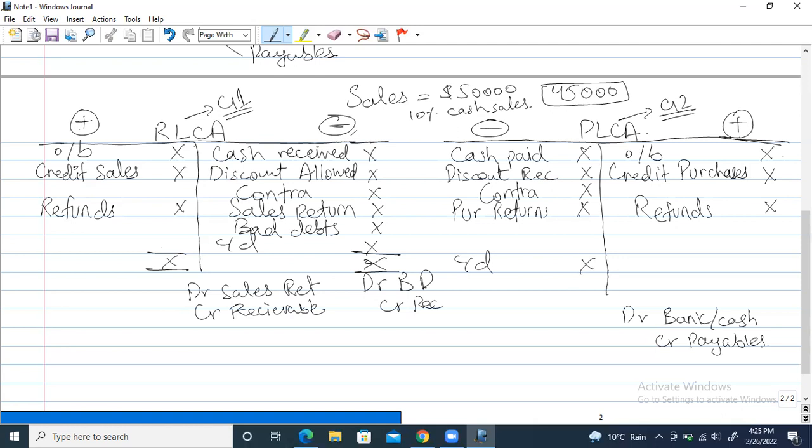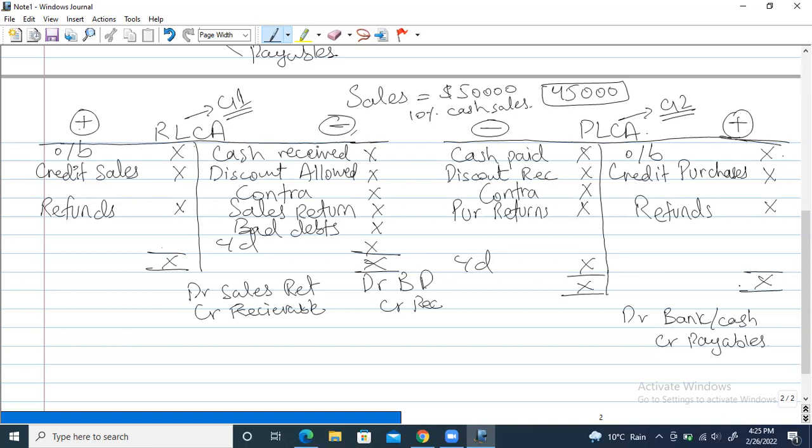Okay, so this was the receivables ledger control account and this was the payables ledger control account. This is the format, and I'll send you both of these notes, and of yesterday's lecture, the bank reconciliation, after the lecture today. Okay, so is it clear till here? Have you understood it? Yes.